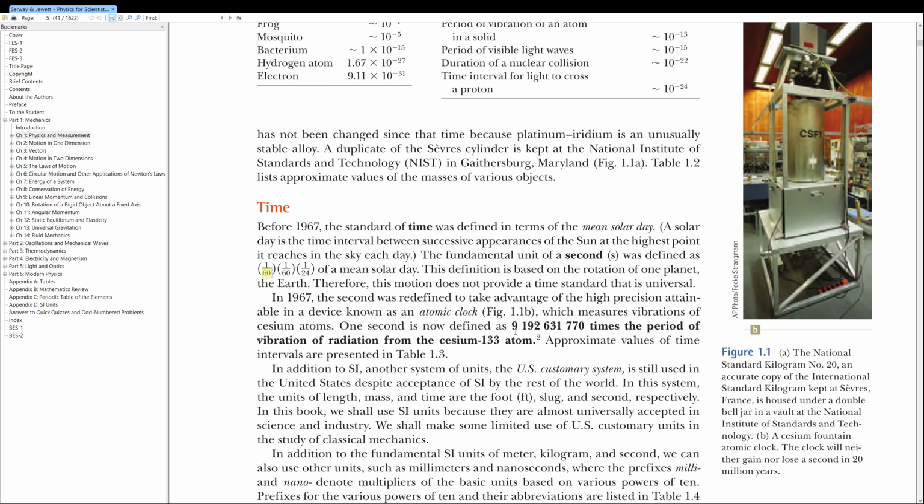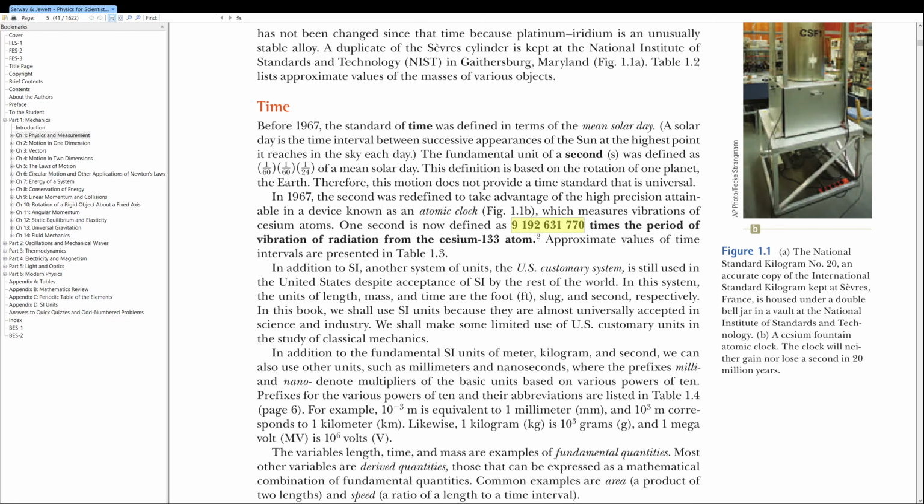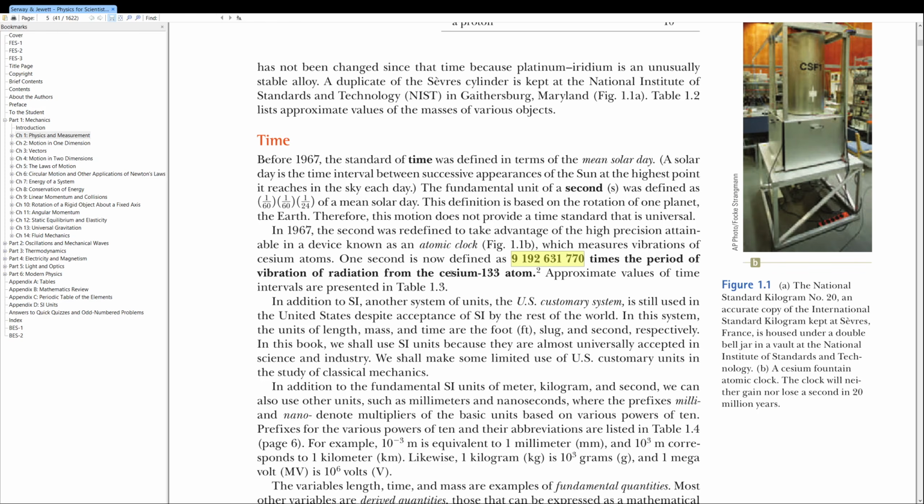1 second is now defined as 91,926,317,770 times the period of vibration of radiation from the cesium-133 atom. So they get that atom vibrating, or rather material with that atom vibrating, and then they can measure how many vibrations per second. Extremely accurate. We're able to measure time dilation due to general relativity because of it. So very accurate.